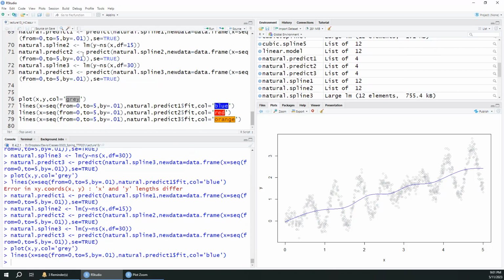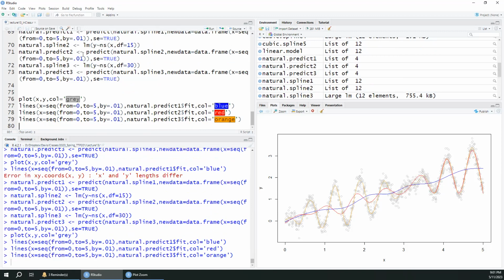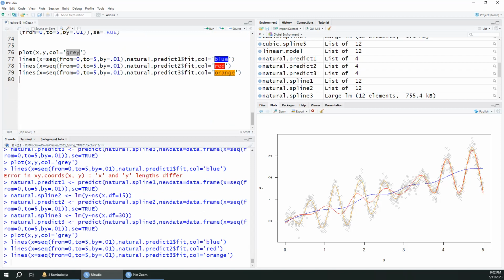Okay. There is with 10 degrees of freedom. Here's with 15 degrees of freedom. And orange is with 30 degrees of freedom. And we can see, again, fairly simple models that allow us to really nail down fairly complex functional forms that are not linear. And let's see what happens.